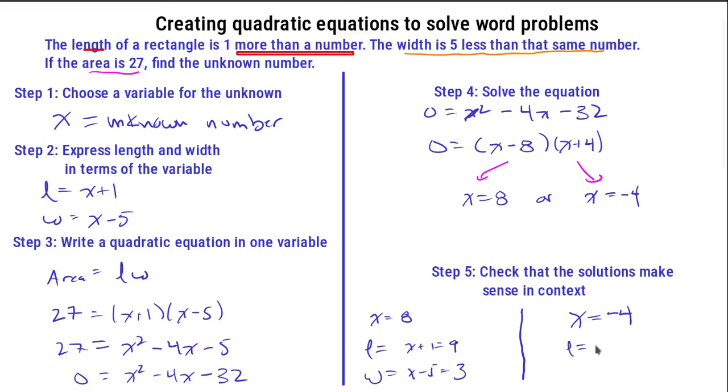So the length would be negative 3. Negative 4 plus 1 is negative 3, and the width would be negative 4 minus 5, which would be negative 9. Negative 3 and negative 9. That doesn't really make sense, because when we're talking about lengths and widths, we're looking for positive values. So the solution is the only value of x that gives us reasonable lengths and widths, x equals 8.